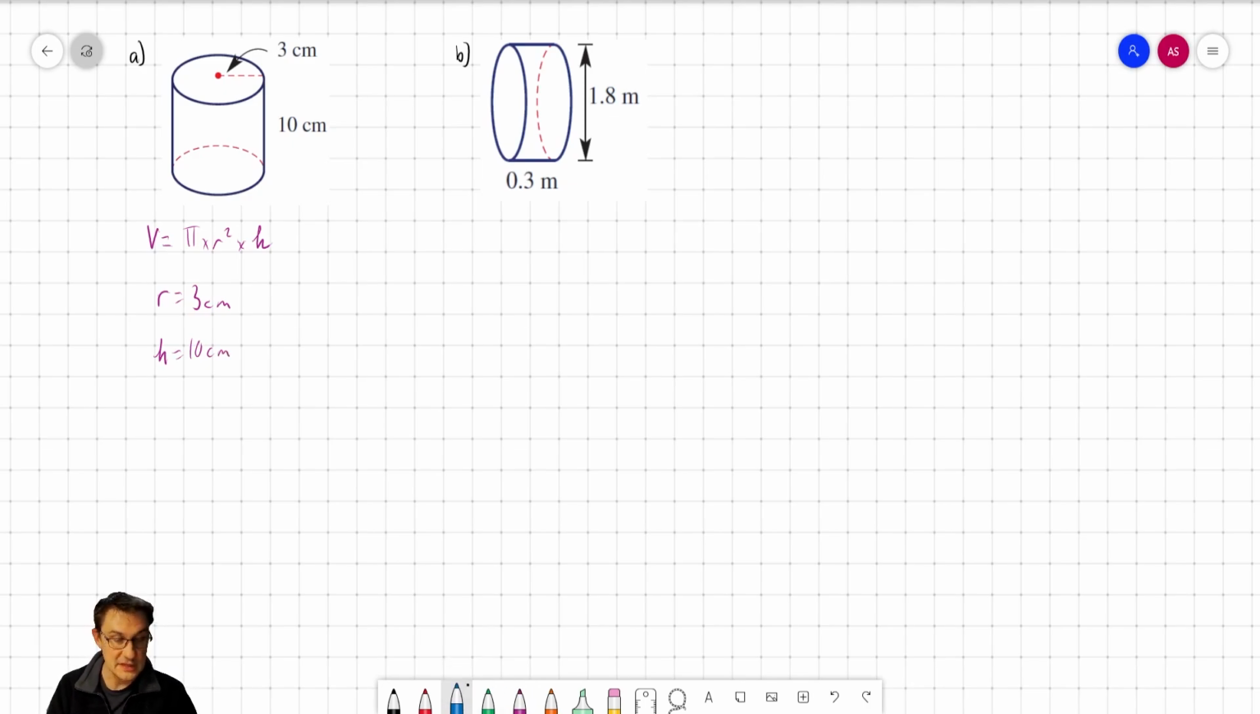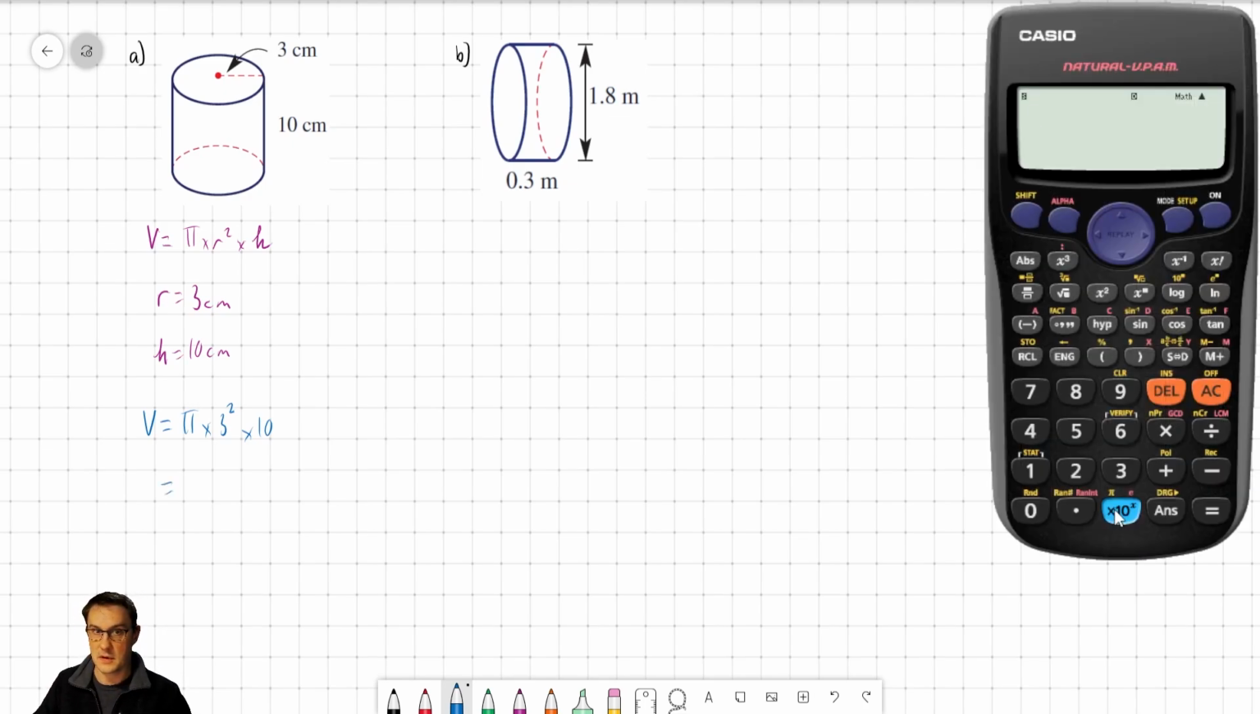So what we're going to do now is substitute these into the formula. So we'll have V is equal to pi times 3 squared times 10. Now from here, we need to simply put this into our calculator. So typing it in, I'm going to have pi times 3 squared times 10. And equals, I can see the answer for this is going to be 282.74 to 2 decimal places. So this is going to be centimeters cubed, and the 2 decimal places as well.